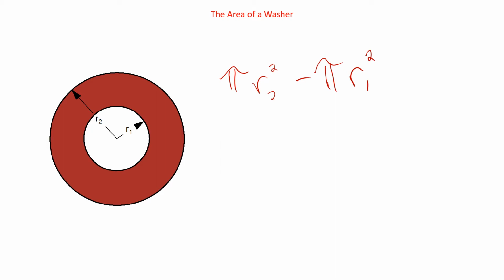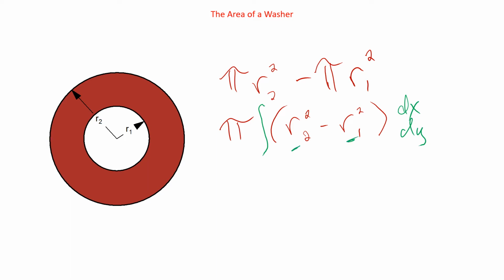Notice the pi's are in both places. We can factor the pi out. So we'll end up with pi times r2 squared minus r1 squared. And then we're going to end up finding the antiderivative, and we'll get a dx on the end or dy on the end. And these guys will have to be written as x or y, just like in the disk method, just like what we were just doing. It's just we have two of them.